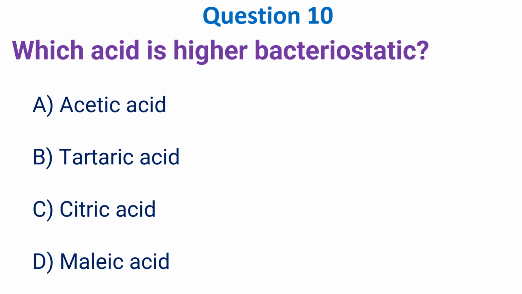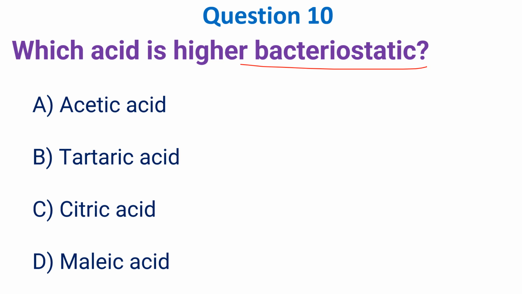Which acid is higher bacteriostatic? What is a bacteriostatic? Bacteriostatic is an antibiotic that must work together with the immune system to remove the microorganism from the body. Bacteriostatic has an effect on many groups of microorganisms such as Staphylococcus, dysentery and typhoid. The main function of bacteriostatic is to inhibit the growth of bacteria.